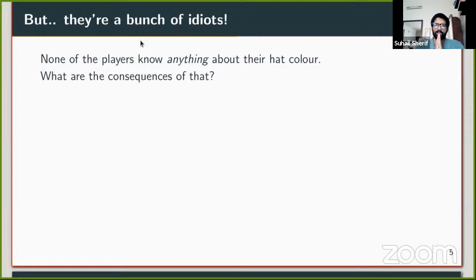The fact that each player doesn't know what their hat color is, what does this mean for the scenario? Multiple of these can be correct. We have to find out which of these are correct and which are wrong. Don't choose the ones that you don't immediately see. Whatever you immediately see as a consequence, choose this.